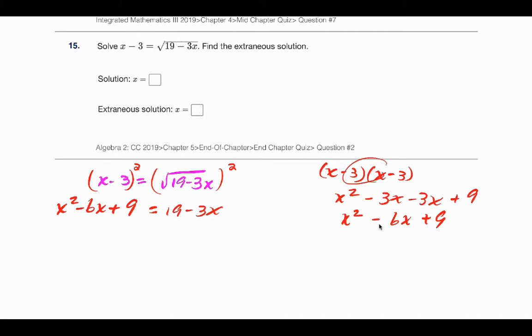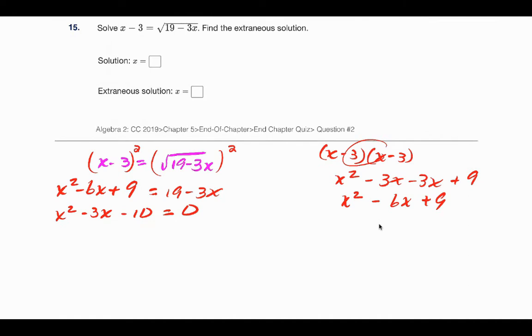So once we get done with that, now we have that x squared, so we're going to move everything over to the left-hand side and set it equal to 0. So I have x squared here, and now I'm going to move that negative 3x over to the other side. When I do that, it becomes positive, so negative 6x plus 3x is minus 3x. And when I take that 19 over to the other side, it's going to become negative. So plus 9 minus 19 will equal negative 10. And we're going to set that equal to 0. So now we're going to factor that.